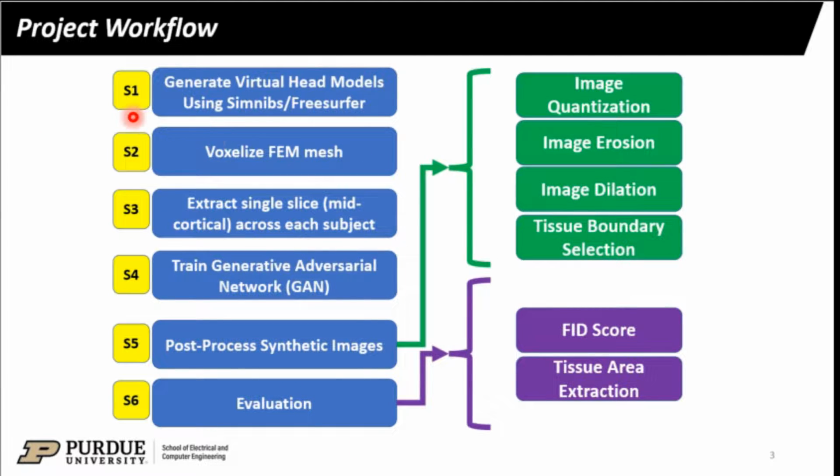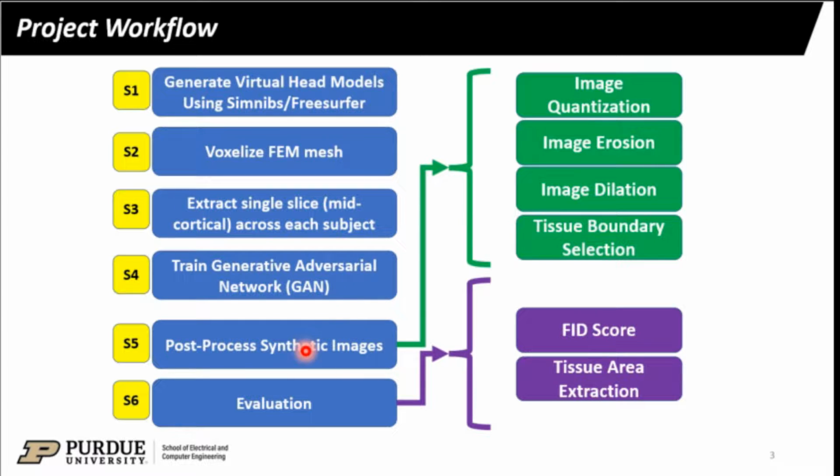So this is the overall project workflow. In the first stage, we are going to generate virtual head models using real MRI data using the software SimNIBS or FreeSurfer. SimNIBS is a cortical-based surface extraction tool and it uses the FreeSurfer or FSL in the background. Next, we are going to voxelize the FEM mesh and extract a single slice from each of the subjects. Using those slices, we are going to train a generative adversarial network.